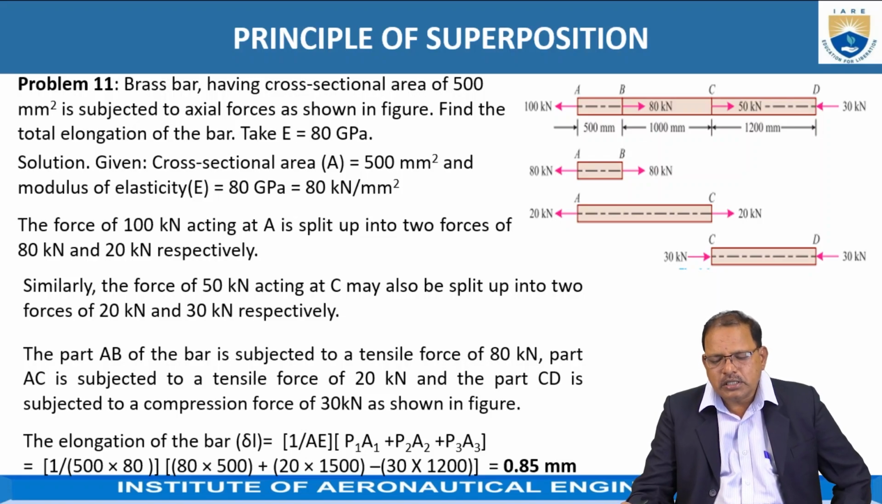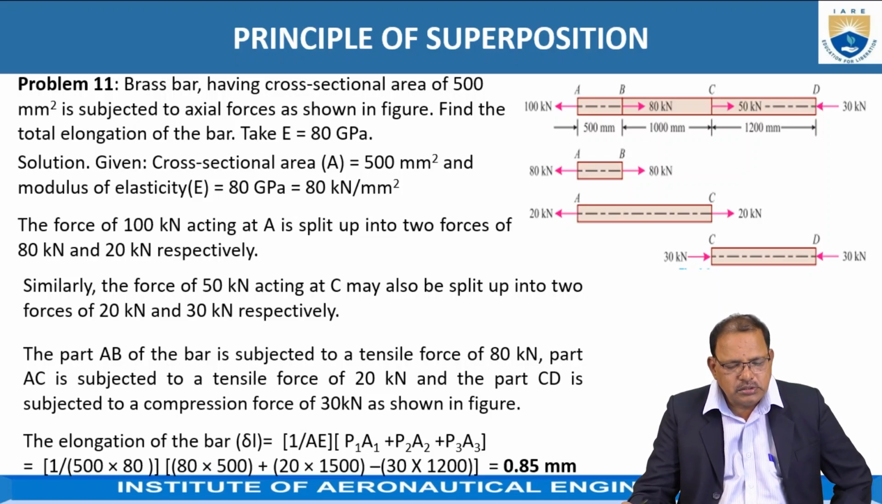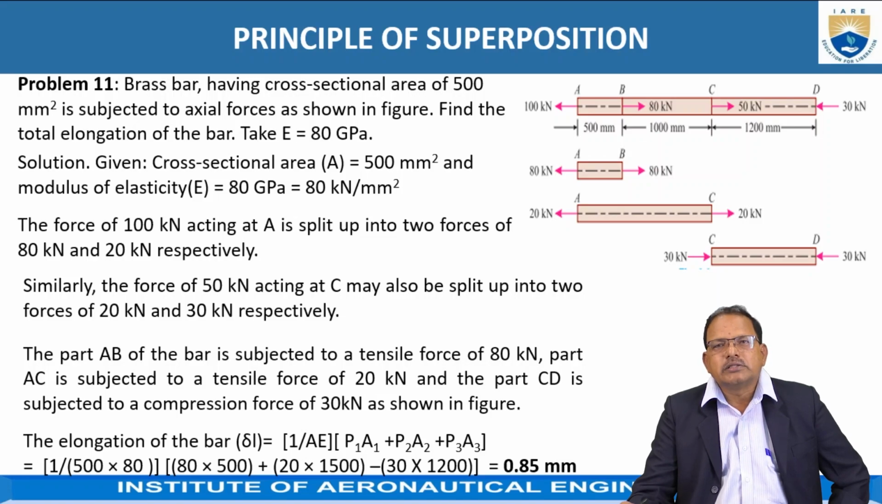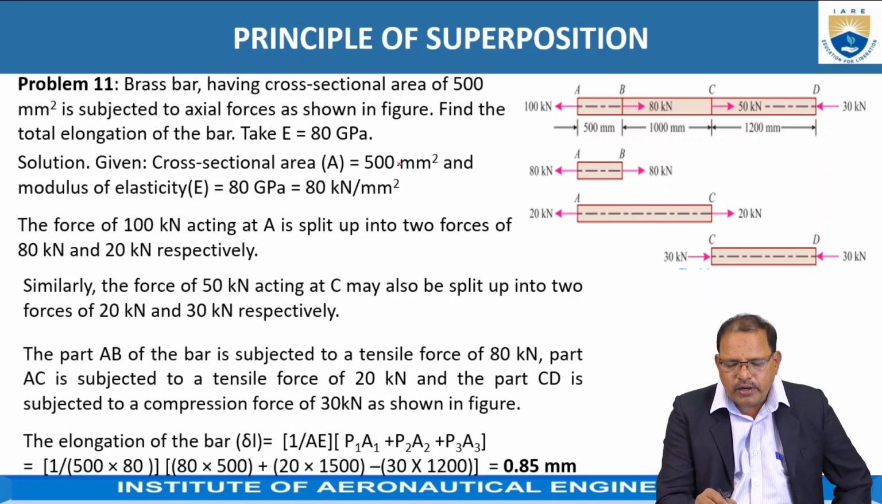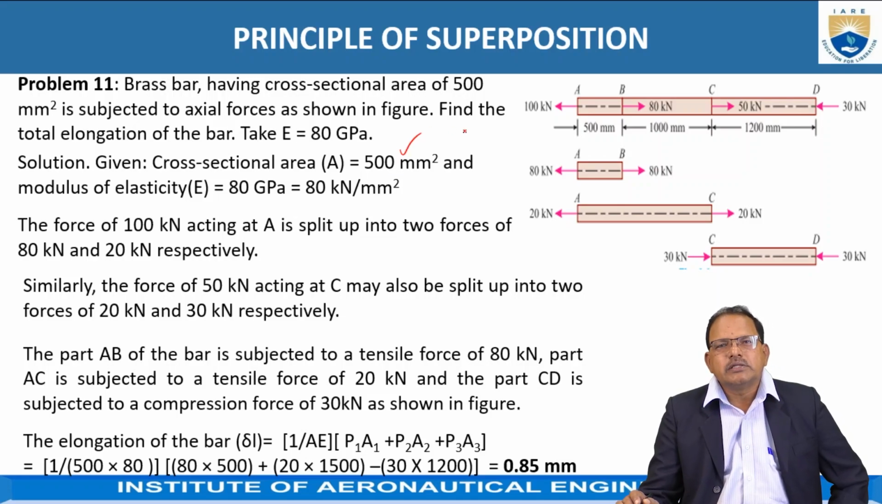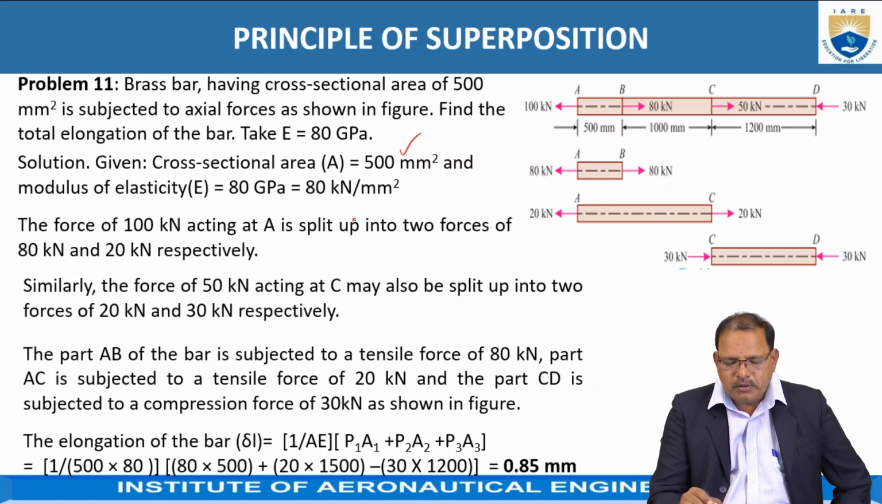Okay, the second problem based on the principle of superposition: a brass bar having a cross-sectional area of 500 mm square is subjected to an axial force as shown in the figure. Find the total elongation of the bar. Take E equal to 80 gigapascal. The solution is given. The area of cross section remains constant, that is uniform along its entire length, which is equal to 500 mm square. The modulus of elasticity is E equal to 80 gigapascal, equal to 80 into 10 to the power 3 Newton per mm square.